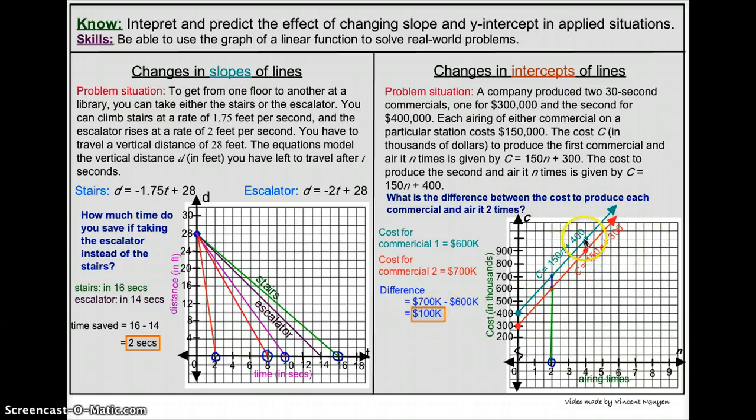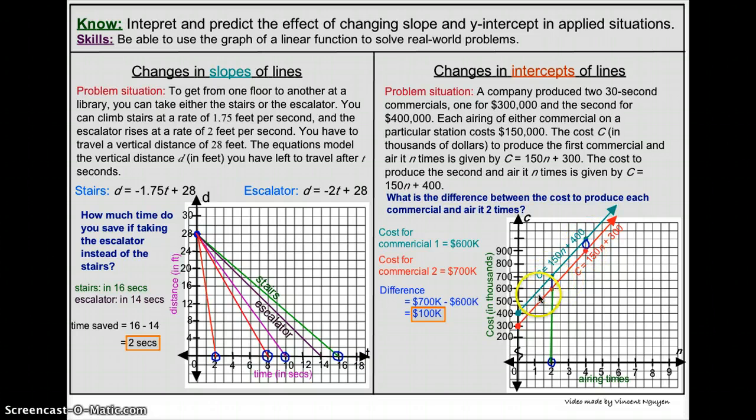So as you can see here, even if the question asks whether the commercial is aired 2 times or 4 times or 6 times or 10 times, you will see that the difference in the cost is going to remain 100,000, okay? Because that's the distance between these 2 points right here. So this is the vertical difference between the points, okay?